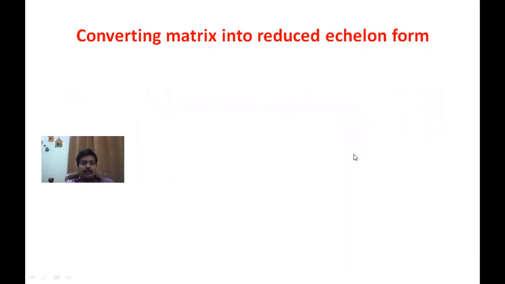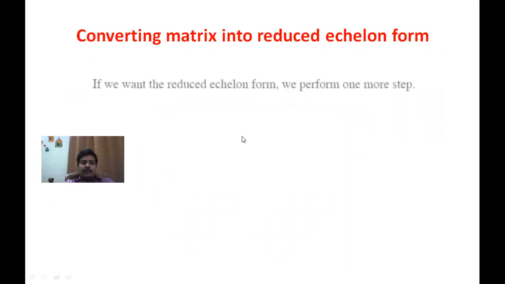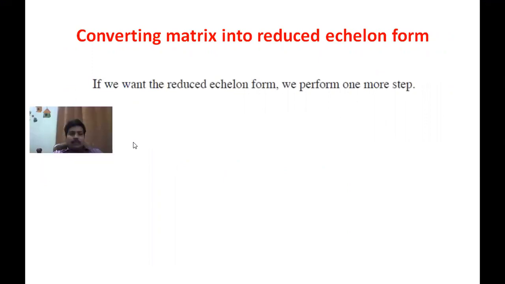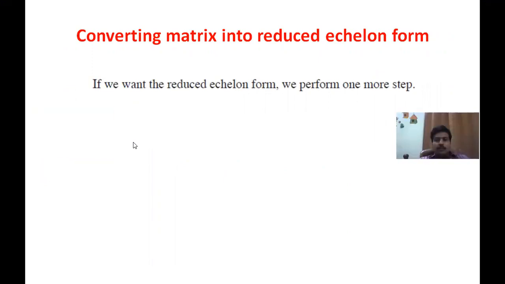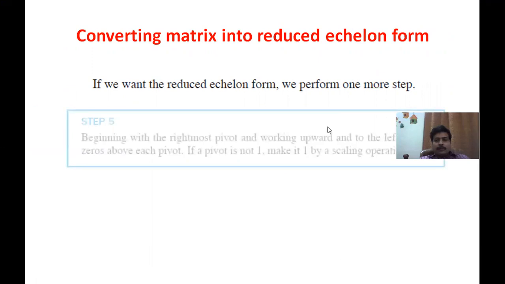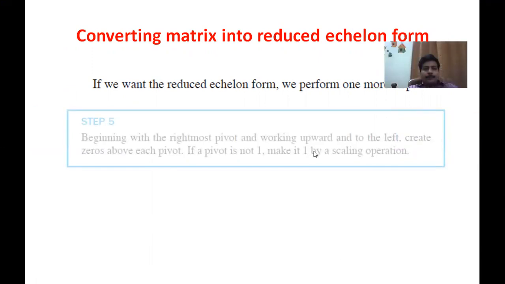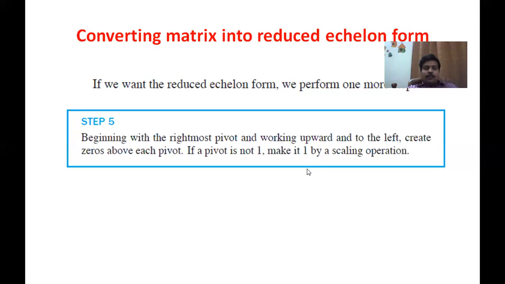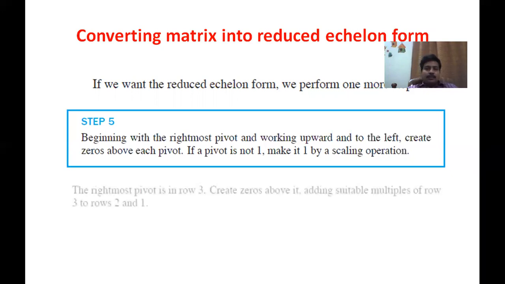Let us convert this into reduced echelon form. To convert this into reduced echelon form, two more steps are to be performed. Beginning with the rightmost pivot and working upward to the left, create zeros above each pivot. If the pivot is not 1, make it 1 by a scaling operation. These two are to be done: one scaling and another making zeros above the pivot.